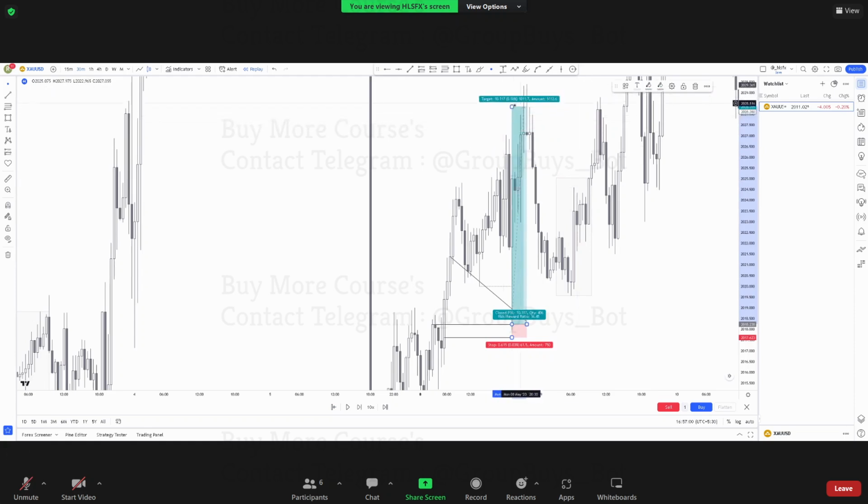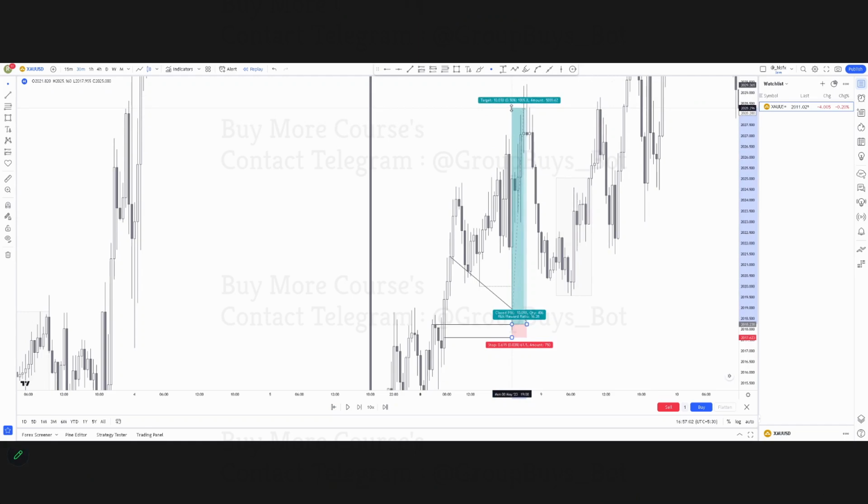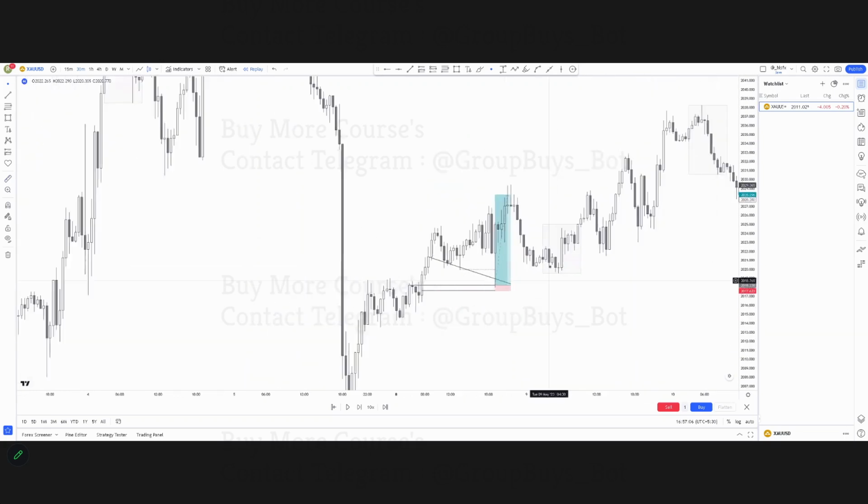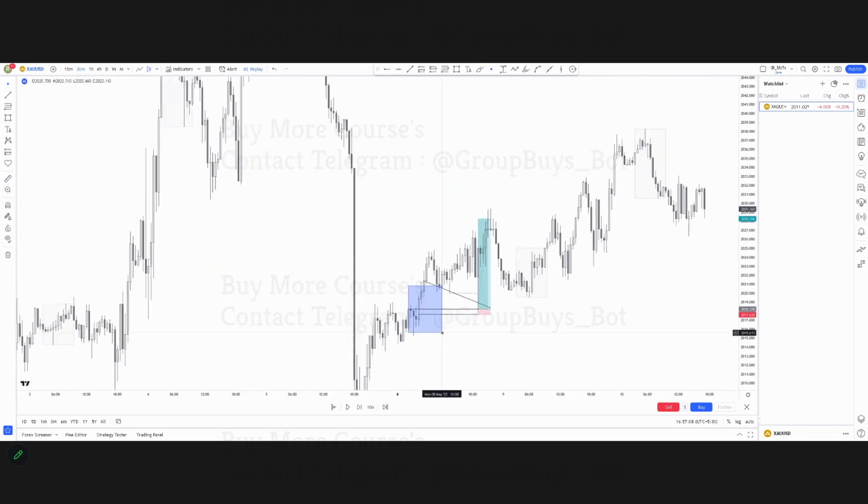Okay, so here is your TP. 100 pips. TP at 100 pips here. Okay, so now that's one of your entries. Let me take off this.